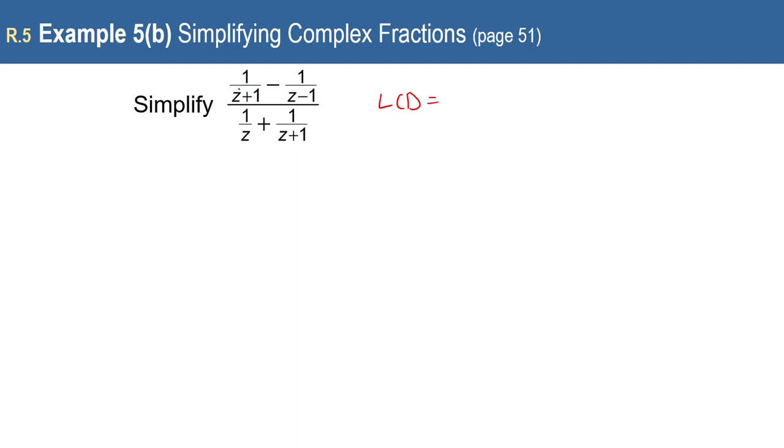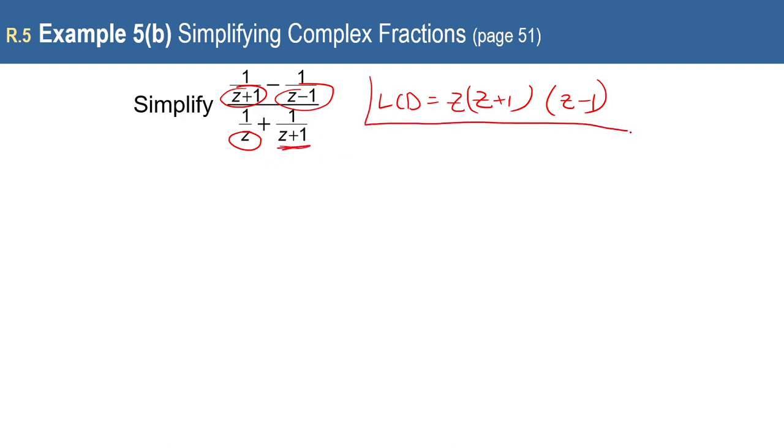In example 5b, I'm going to do the same technique. Let's find the LCD. I need a z plus 1. I need a z minus 1. I need another z, so we'll put that in the front. And then we already have a z plus 1, so we don't need to add it to our LCD. So if you're having trouble with the LCD, just take pieces of the denominator and don't repeat yourself. That's all you need to do to find the LCD.